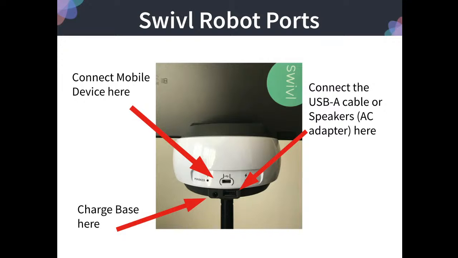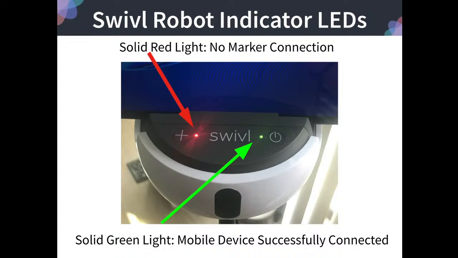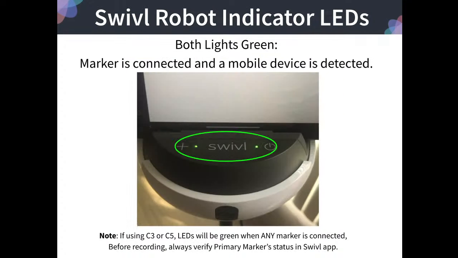On the next slide, we see our LED lights, which are indicators of whether you have a solid red light or a green light. Now, if we have a solid red light, that means there's no marker connection. The marker is technically what you as the teacher will hold in order for the audio and the robot to move and connect with you as you're moving about the classroom, and you'll see that shortly as well. Your green light technically means that your mobile device, such as your iPad, is successfully connected.